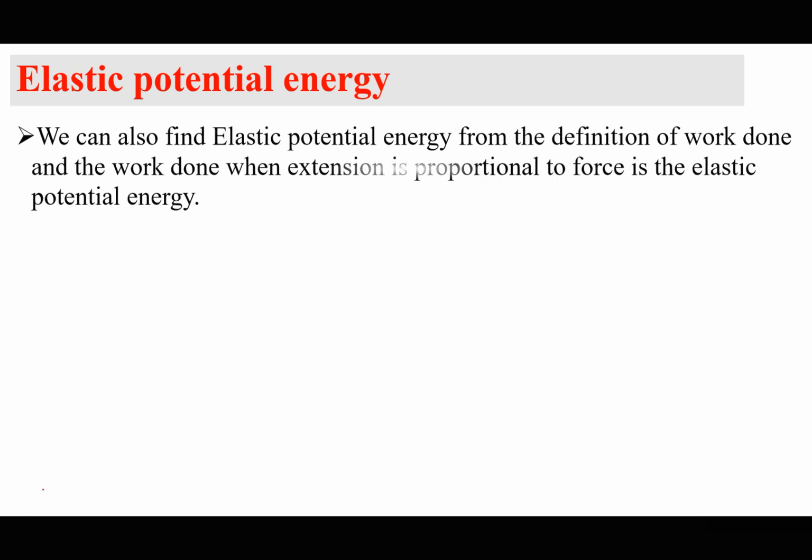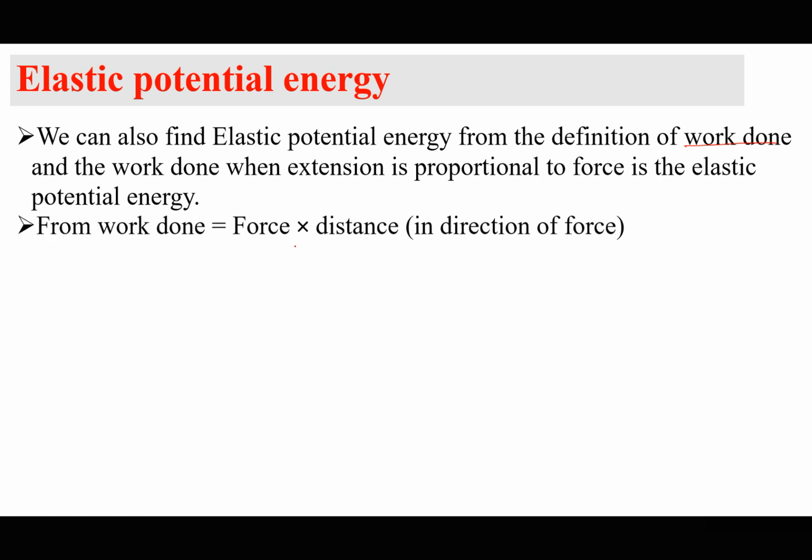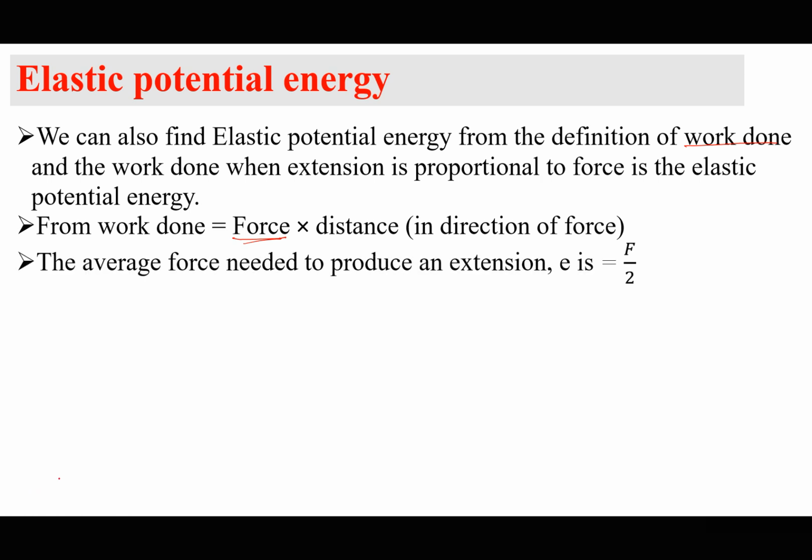So we can also find elastic potential energy from the definition of work done. And the work done when extension is proportional to force is the elastic potential energy. It's only when the extension is proportional to the force. That's why I considered the straight line section of the graph. And from work done equals force times distance in the direction of the force, because the force is not constant, it keeps on increasing, the average force is going to be the most useful force here. The effective force causing an extension E is going to be the average force.